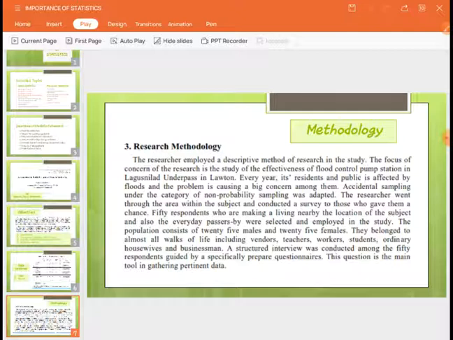A structured interview, so sinabi din kung anong klaseng interview or survey, is structured interview. So pag sinabi natin na structured interview, that is accompanied by a structure or a set of questions to be answered. So a structured interview was conducted among the 50 respondents guided by the specifically prepared questionnaires. This question is the main tool in gathering pertinent data.